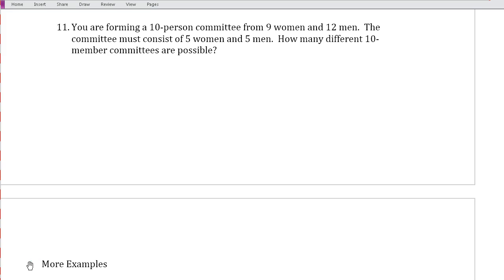So let's get right into the examples. Again, if you want to try these on your own as you go through, just pause the video and you can restart it to check your work and your answer.